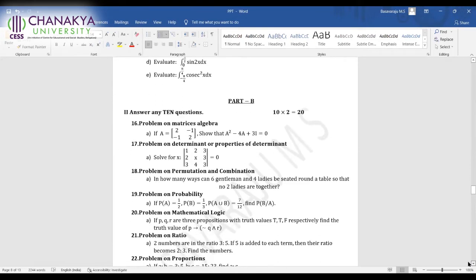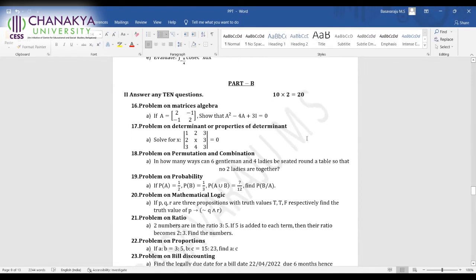Then in part B, you'll have another 18 questions. I've taken 1-1 problem from each part. You can expect problems on algebra of matrices, where they give you a matrix and ask you to verify one equation in the form of A square minus 4A plus 3I. You know what to do? You need to find the A square value first, which is the multiplication of matrix A with A, then multiply with the scalar. And I indicates the identity matrix. So solve that and you'll get the marks.